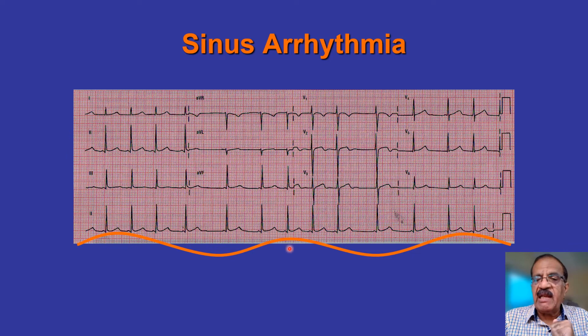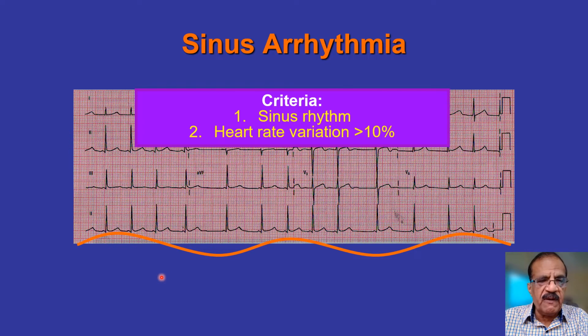If there is a cyclical pattern, then you will have to make the judgment if this difference is less than 10% or more than 10%. How do we do that? We calculate heart rate here, we calculate heart rate here, and then we may find out the difference.